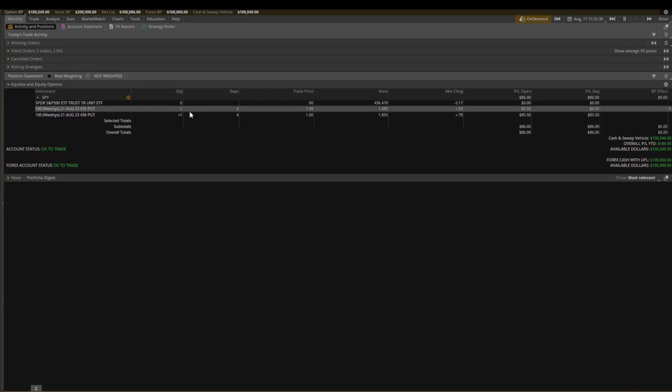So the theoretical max return is 100% of the width, but it almost never works out that way unless you get early assignment. Then that's a different story. If I get assigned early on the short leg here, and I have to exercise my long position to cover it, I get to keep the full width of the spread, the $100 per width, plus that $49 that I've locked into this position.